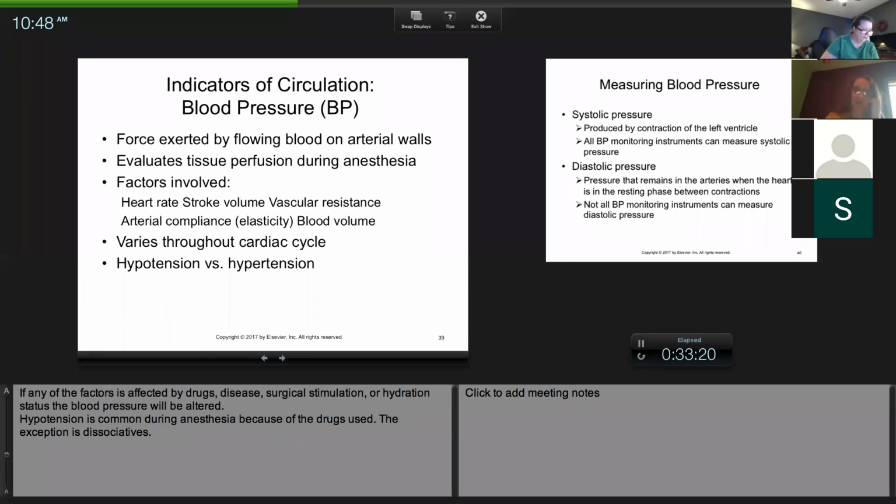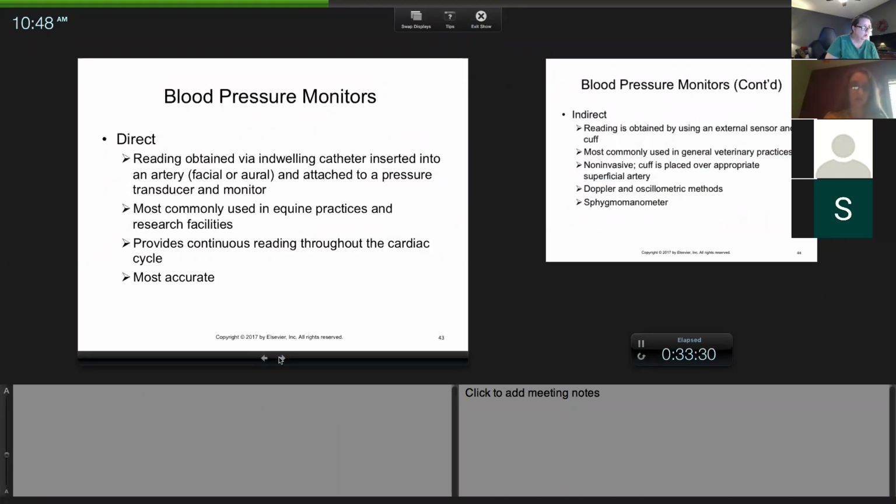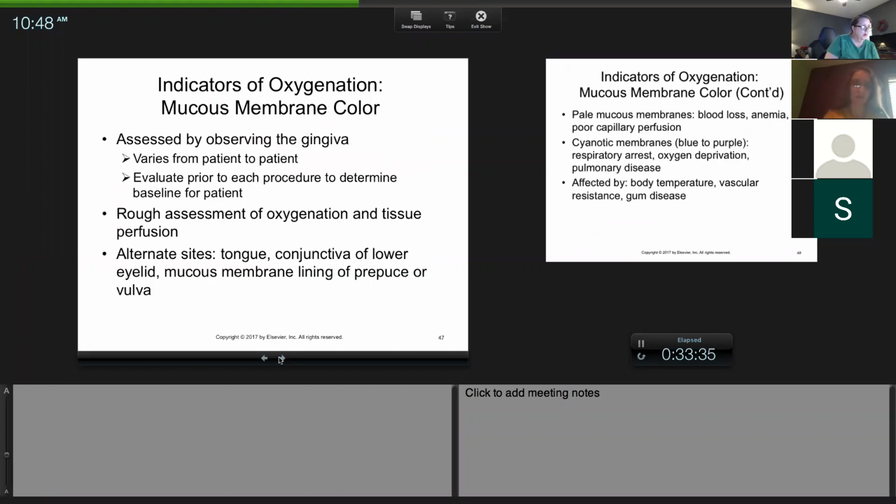We're getting there. Okay. Mechanical, physical ways to measure oxygenation. Obviously, let me get to this slide, sorry. Okay, eyeballs, look at the gum color, assess gum color, evaluate the color of it, how fast it refills.